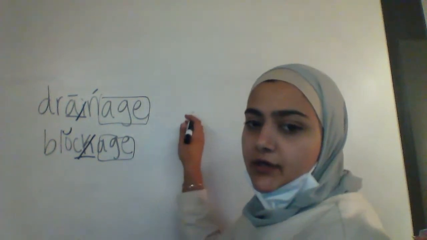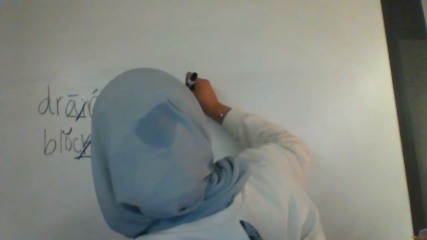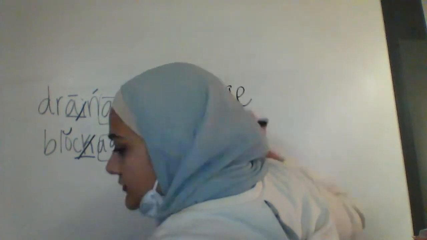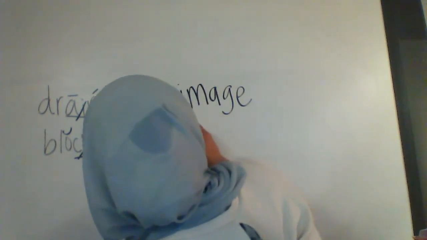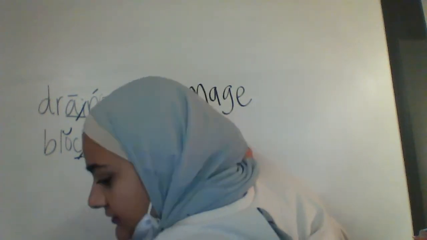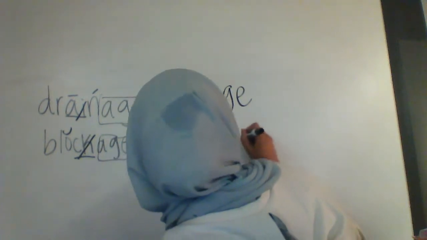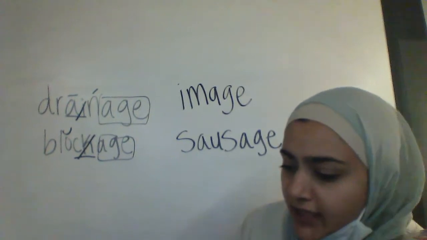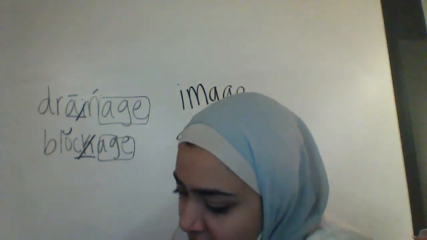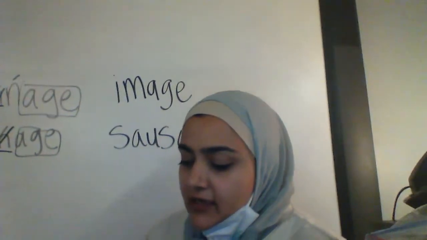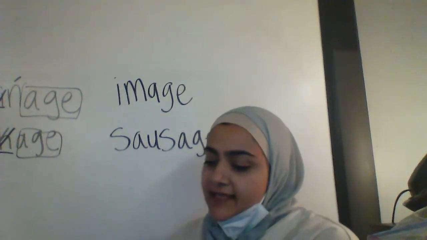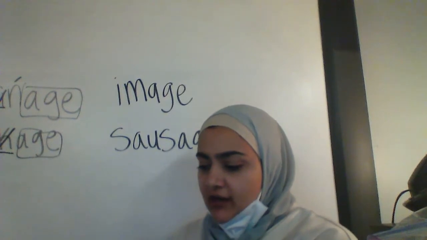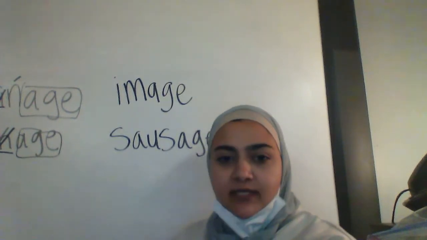I have the word, what's this word say? Image. Image and sausage. And what? Sausage. Very good. These words are image and sausage. Do you see the letters A, G, E are acting as suffixes in these words?